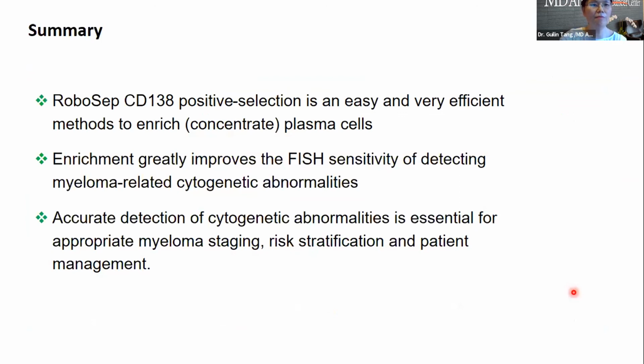So I'll give you a summary. The first is that the CD138 positive selection with RoboSep is an easy and very efficient method to enrich plasma cells or B-cell lymphoma cells. The enrichment greatly improves the FISH sensitivity of detecting myeloma-related cytogenetic abnormalities. And accurate detection of cytogenetic abnormalities is essential for appropriate myeloma staging, risk stratification, and patient management.